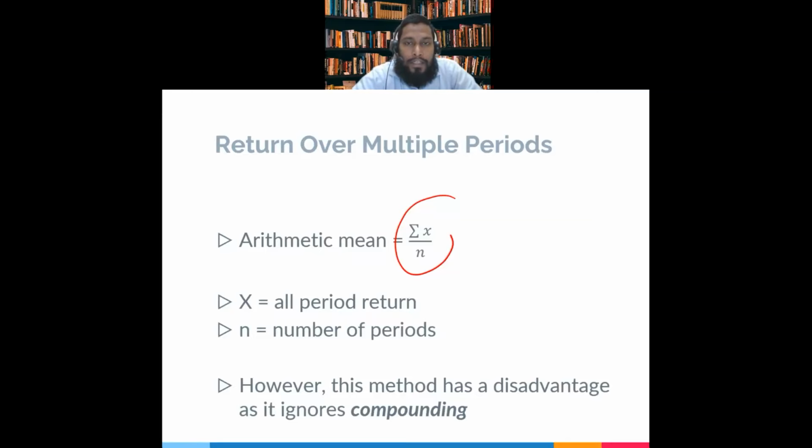However, this arithmetic mean has some disadvantage because it ignores compounding. This means that if we reinvest the profits or return that we get from the first period, the actual percentage of return would be a little bit different, but the arithmetic mean doesn't consider that.